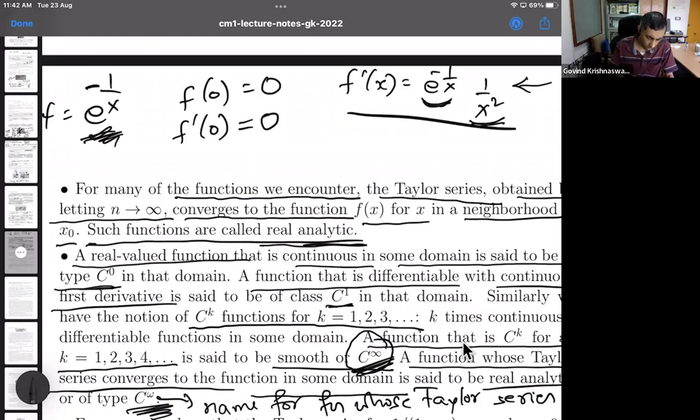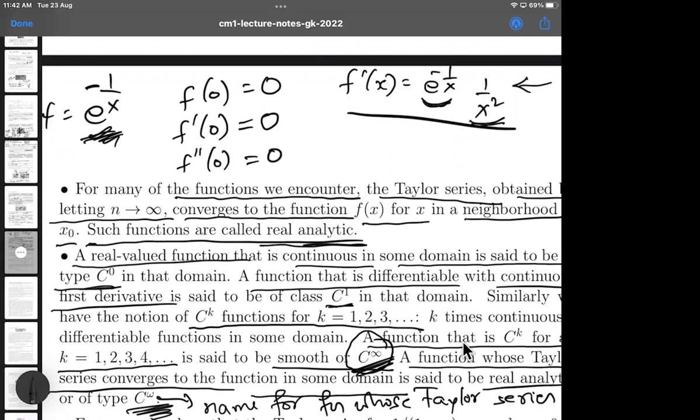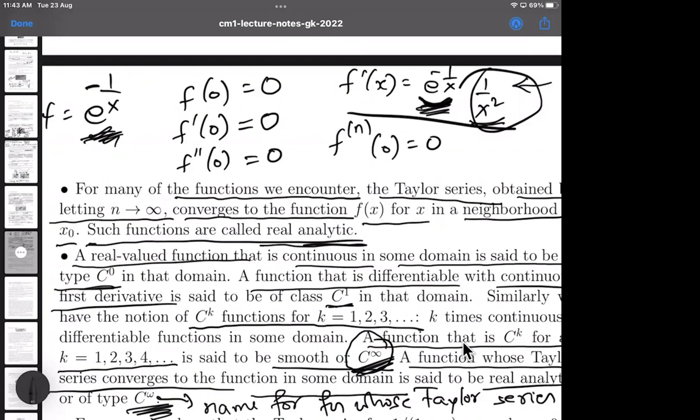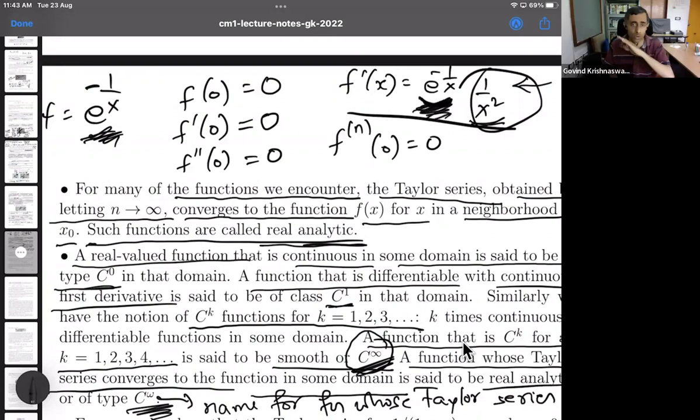Proceeding in this way, I claim that the second derivative also vanishes at the origin. All of the derivatives vanish at the origin. This is true because it will always have this prefactor times some Laurent polynomial. But always that Laurent polynomial will diverge much more slowly than this. This is a damping factor that goes to 0 very, very fast. So all of these polynomial corrections are irrelevant.